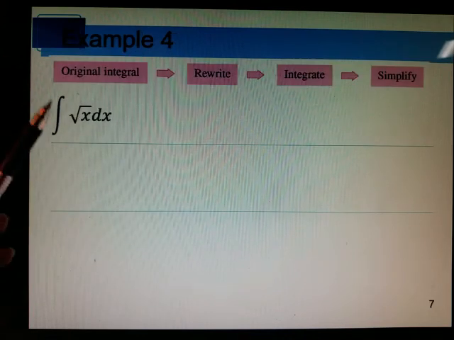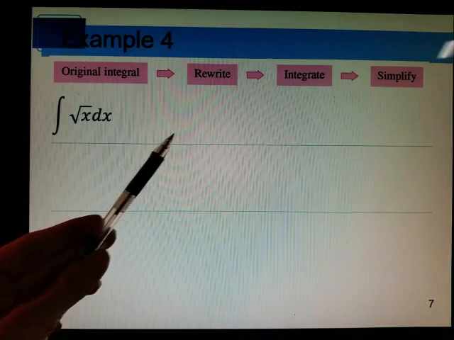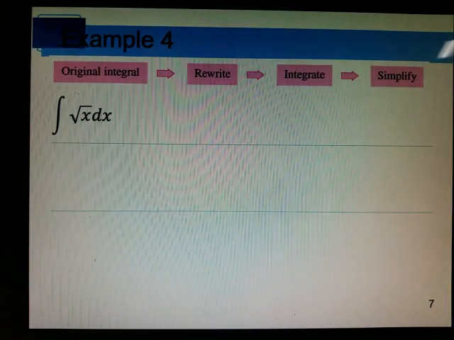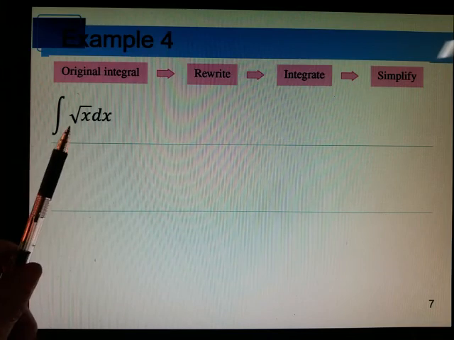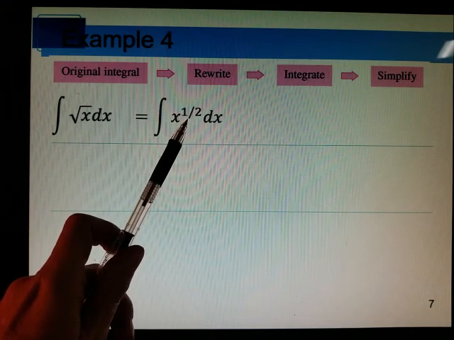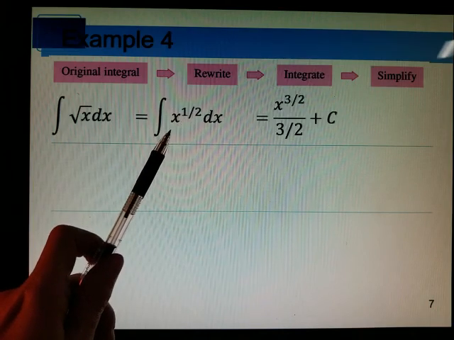So sometimes we have to take our original integration, rewrite it, integrate it, and then simplify. Kind of like what we did with derivatives earlier in the year. So again, we want to do our rewrite as that's going to be x to the 1/2. Add 1 to that, so it would be 3/2 divided by 3/2.